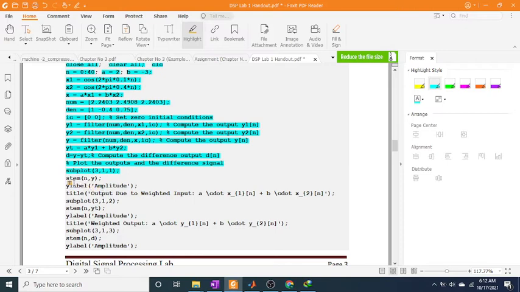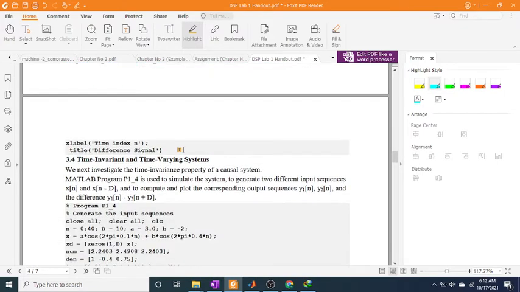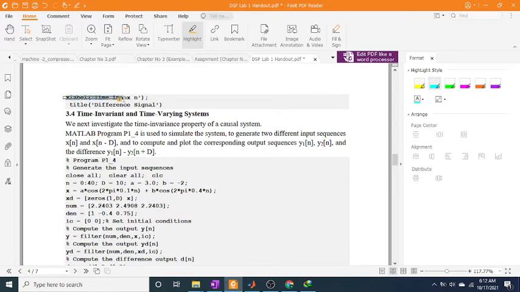subplot(3,1,1); stem(n,y); ylabel('Amplitude'); title('Output due to weighted input: a*x_1[n] + b*x_2[n]'). subplot(3,1,2); stem(n,yt); ylabel('Amplitude'); title('Weighted output: a*y_1[n] + b*y_2[n]'). subplot(3,1,3); stem(n,d); ylabel('Amplitude'); Digital Signal Processing Lab page 4. xlabel('Time index n'); title('Difference signal').